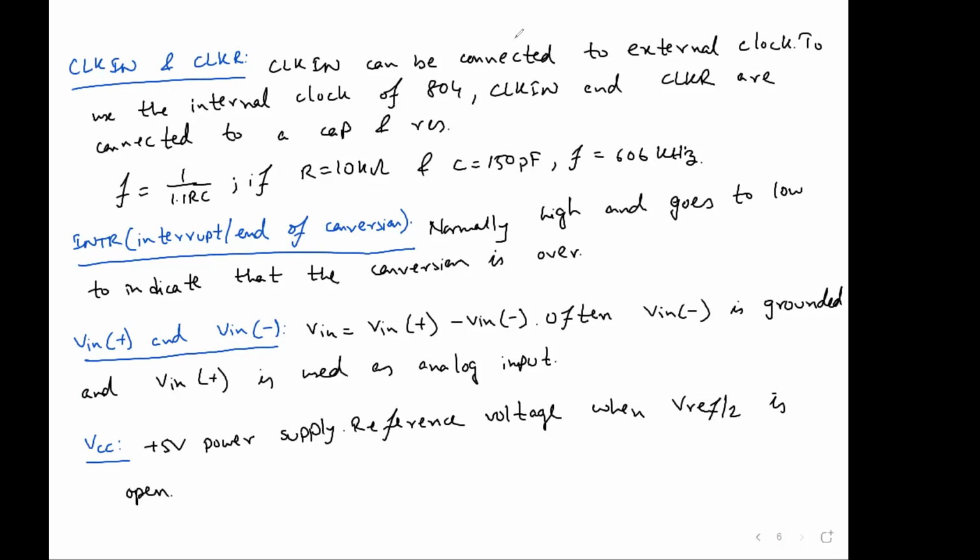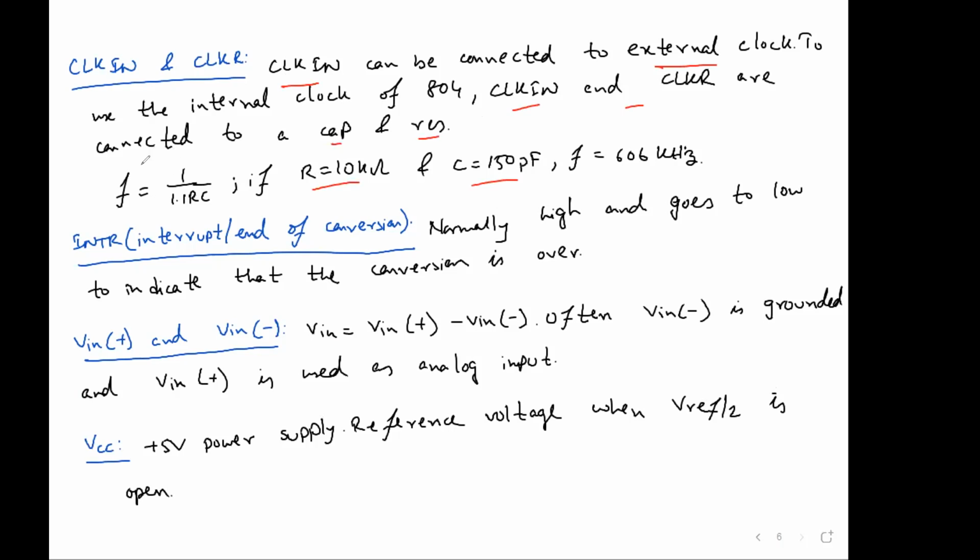So now let us see clock in and clock out. If we want to use the external clock, then clock input should be connected to the external clock. But if you want to use the internal clock, then these two should be connected to a capacitor and a resistor, which is there in your figure 13.1. Normally the value of the resistor is 10 kilo ohm and capacitor is 150 picofarad.